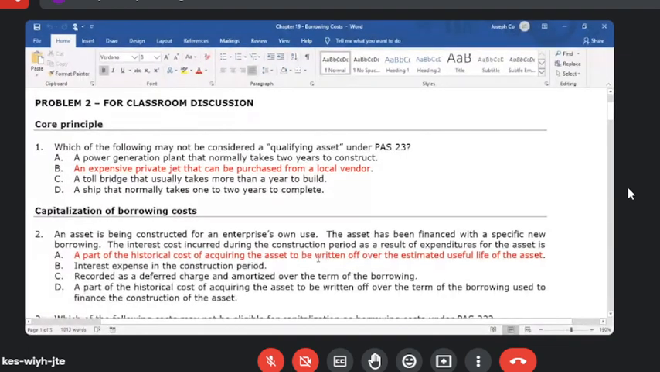Which of the following is not to be considered as a qualifying asset? A, power generation plant that normally takes 2 years. B, expensive private jet that can be purchased from a local vendor. A, haba, not laki. Haba, long.